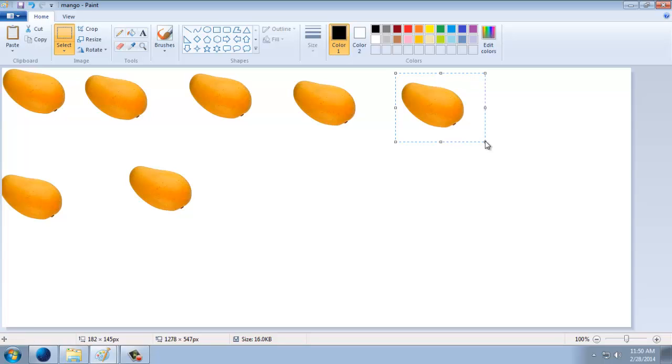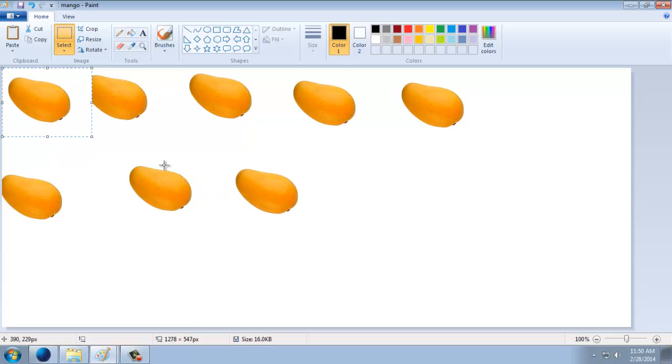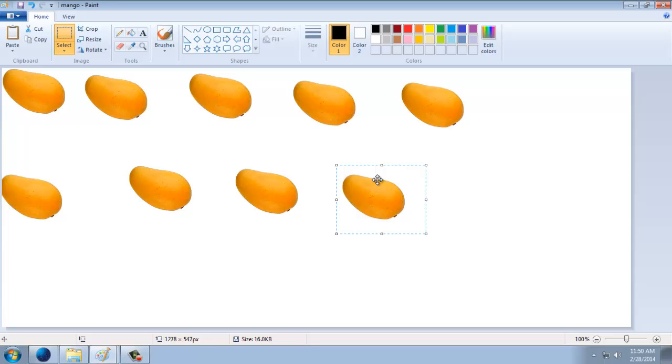Now here in this picture, how many mangoes can you see? 1, 2, 3, 4, 5, 6, 7 mangoes. 8 mangoes, 9 mangoes, right? So in a box there are 10 mangoes. How will you count it? 1, 2, 3, 4, 5, 6, 7, 8, 9, and we have one more mango, 10.